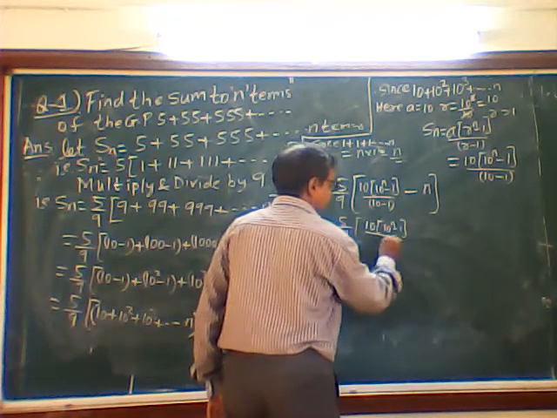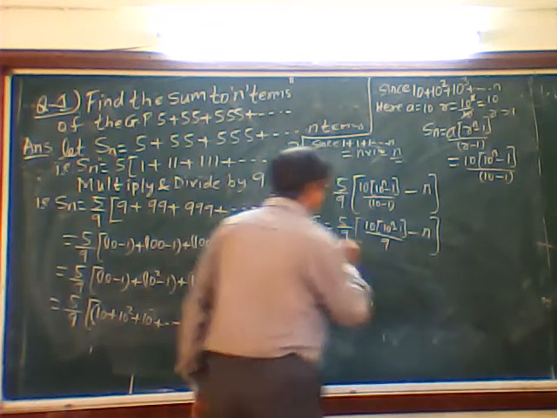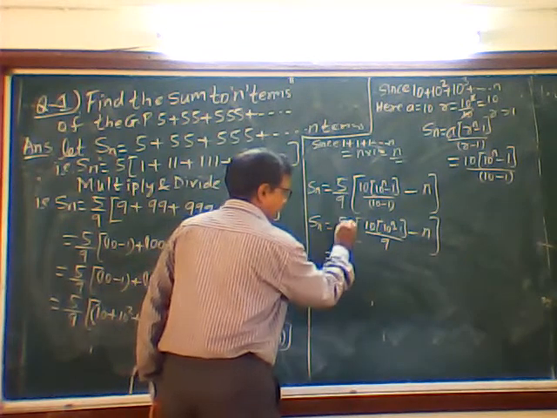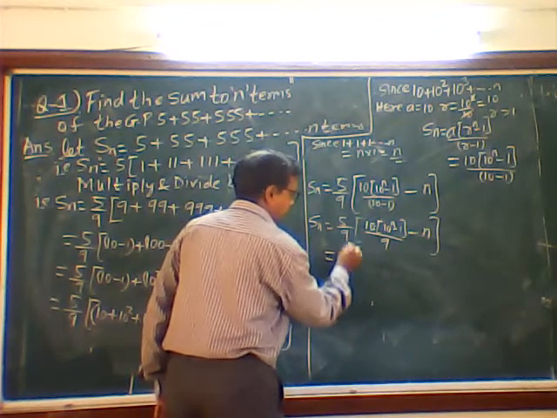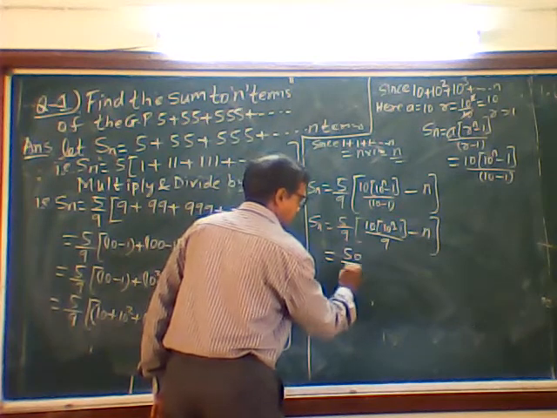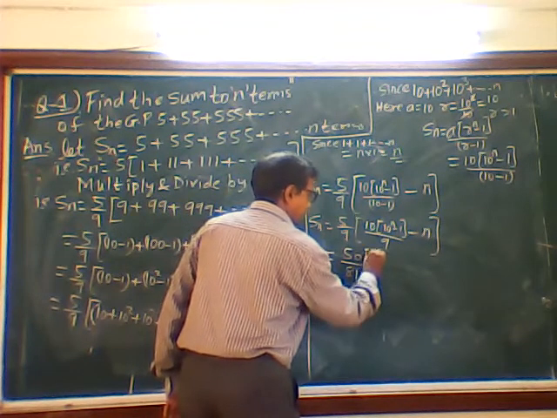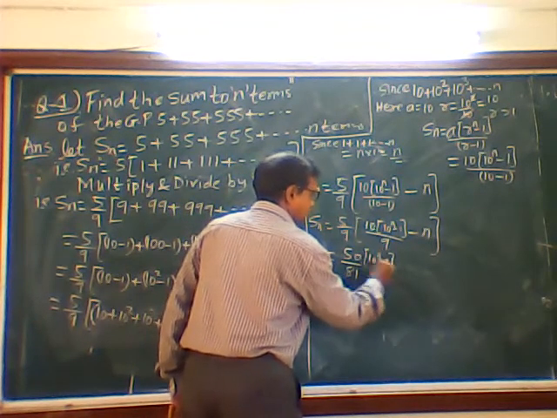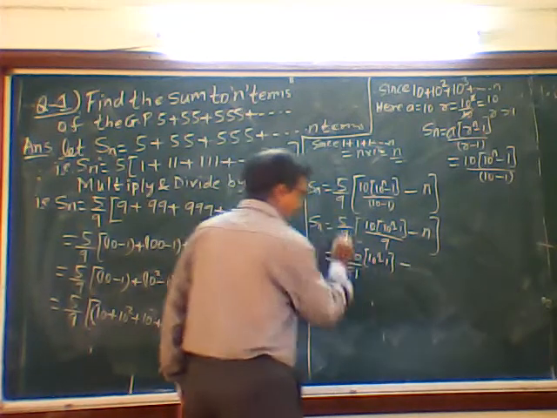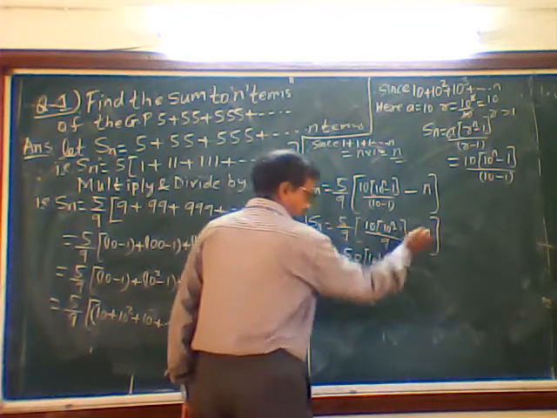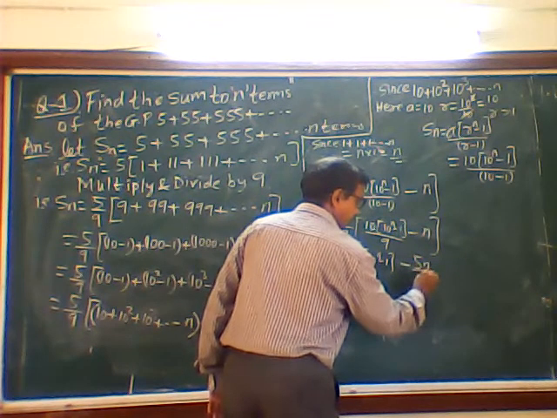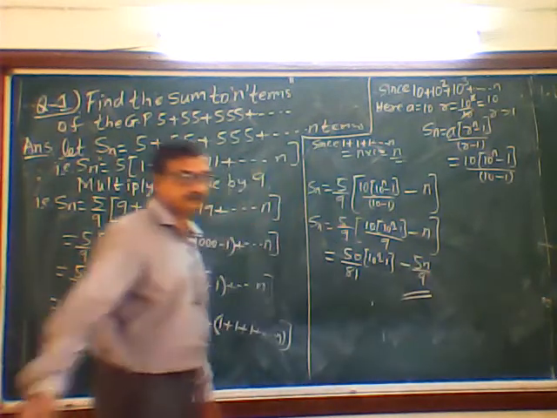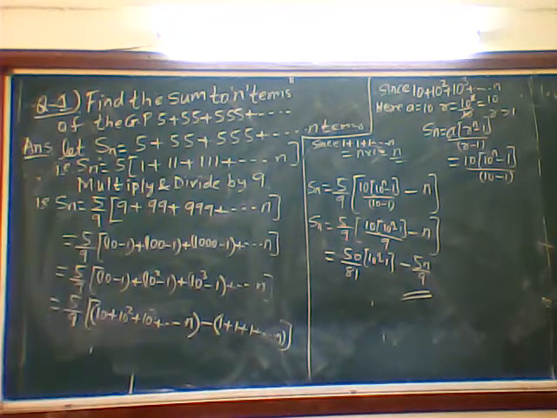10 minus 1 is 9, over 9. So now I will multiply 5 into 10, 50. 9 into 9, 81, into the bracket 10 raised to n minus 1. This will be as it is, minus 5/9 into n. Got it?